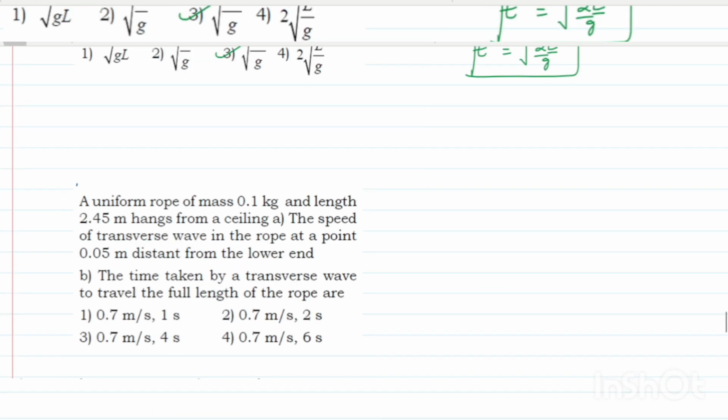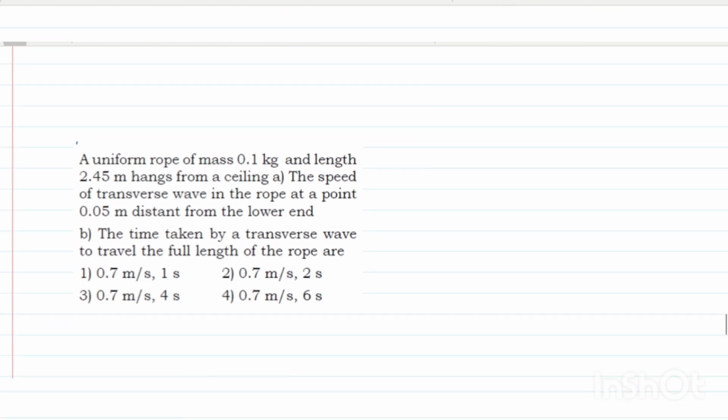Let us see the next question. The next question says a uniform rope of mass 0.1 kg and length 2.45 meters hangs from the ceiling. So here a rope is suspended, its mass is given as 0.1 kg and its length is given as 2.45 meters, and the speed of the transverse wave in the rope is asked at a distance of 0.05 meter from the lower end. So in the first case, we need to calculate the speed at the given distance.